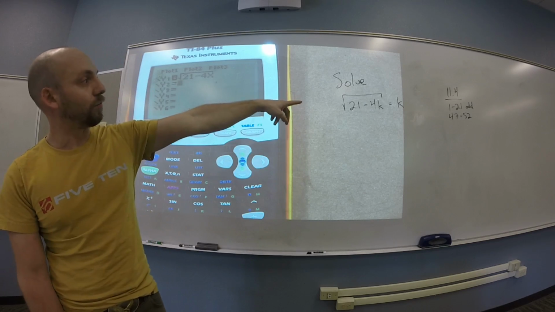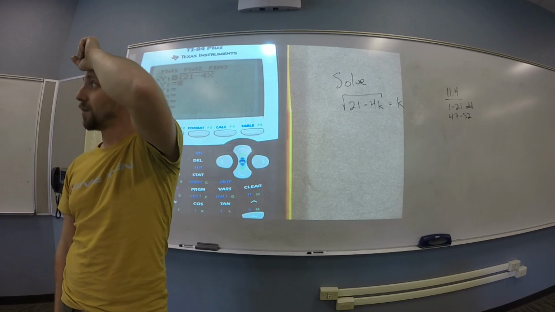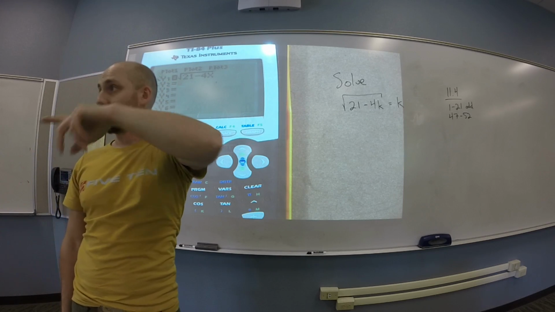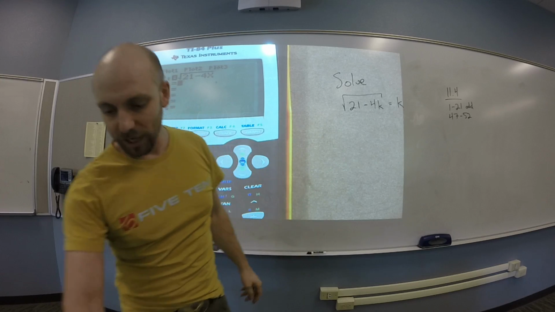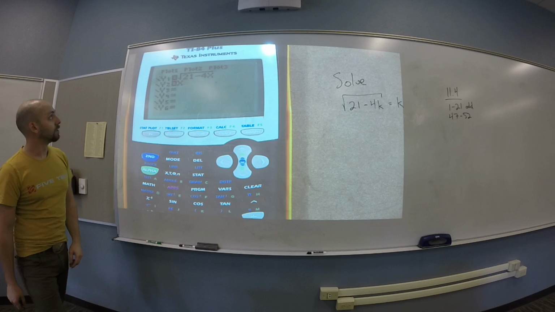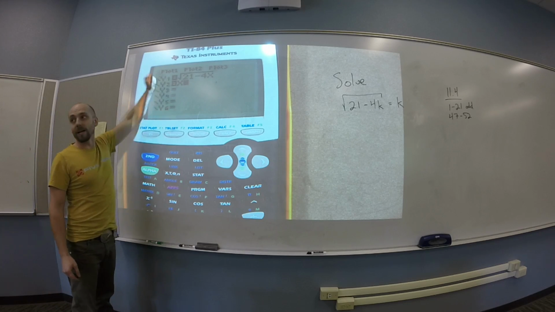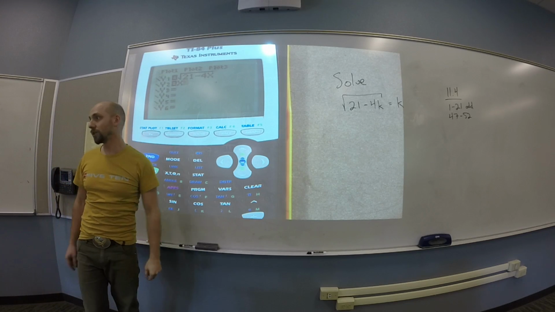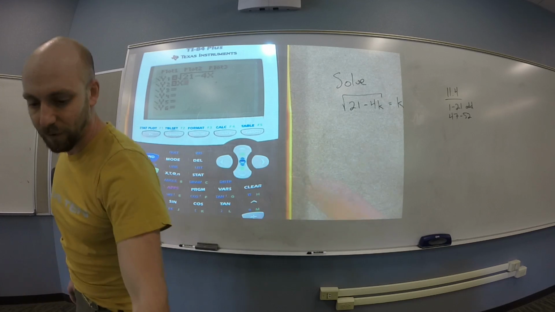Okay, so now what do I need to put on the other side? Yeah, so that should just be a variable, right? So you push the X button again. You guys good with this? So I have the left-hand side of the equation and the right-hand side of the equation, just put into the two spots. Then you hit graph.